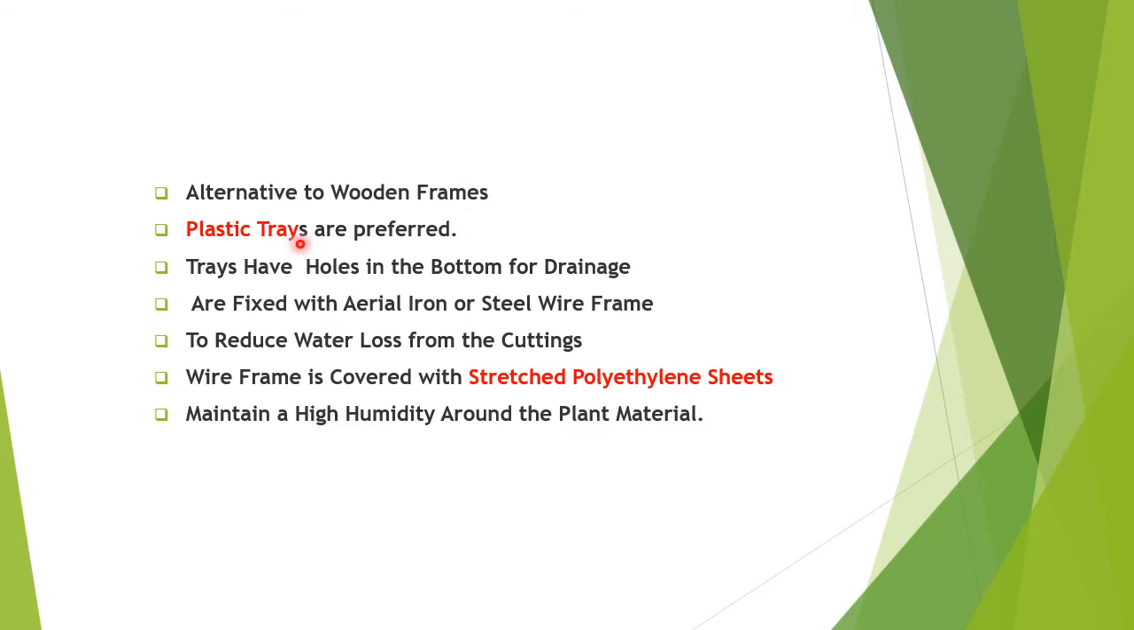As an alternative to wooden frames, there are plastic trays. They are also preferred, with holes in the bottom for drainage. Sometimes they are fitted with an iron or steel wire frame, because you can put polythene over them to reduce water loss from the cuttings. You place stretched polythene sheets over the wire frame, and because of this polythene, it can also maintain high humidity around the plant material. It is a conservation measure.